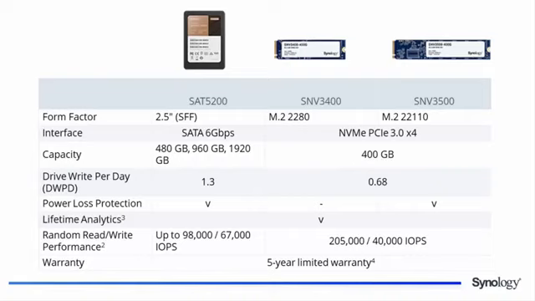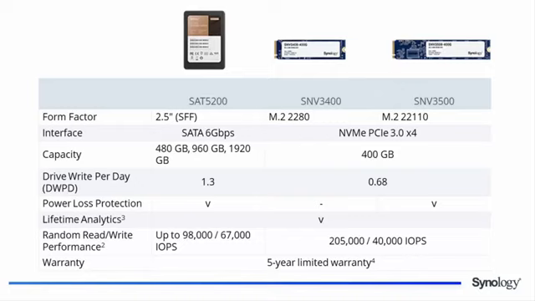SAT 5200 drives deliver up to 98,000 or 67,000 sustained 4K random read-write IOPS with minimal performance degradation across the lifespan of the drive. SAT 5200 series includes power loss protection, which is very important for the enterprise world, and end-to-end data path protection for enhanced data durability, minimizing service disruptions due to data corruption. They are rated 1.3 drive writes per day, DWPD, and are intended for mixed storage deployments.